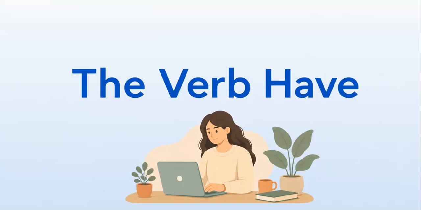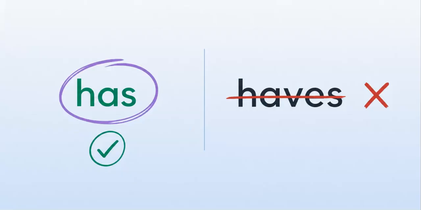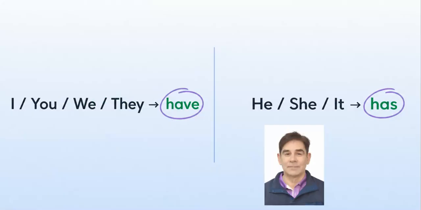Next, we'll talk about the verb have. With have, we do not add an S to have, but we change the word to has in the third person singular. So the word has is the form that is used in the correct sense here. We use have with I, you, we, and they. We use has with he, she, and it.